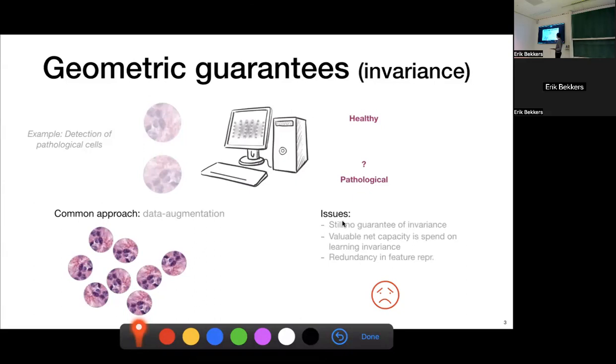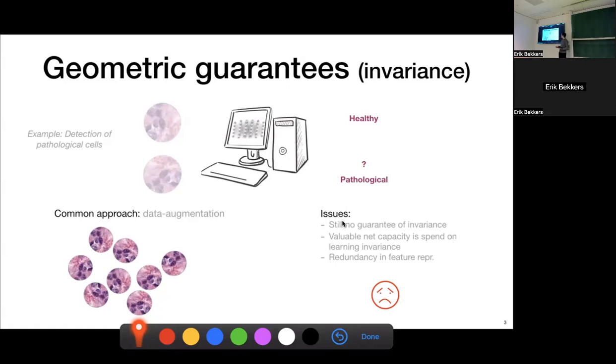An issue with this is, of course, that you still do not have guarantees of invariance. Basically, you rely on the neural network to learn these symmetry properties that I see in a rotated sample. It has to learn, okay, this indeed belongs to the same class. It's almost like it sees new instances, but it does not really intrinsically learn to be invariant. So we don't have these guarantees.